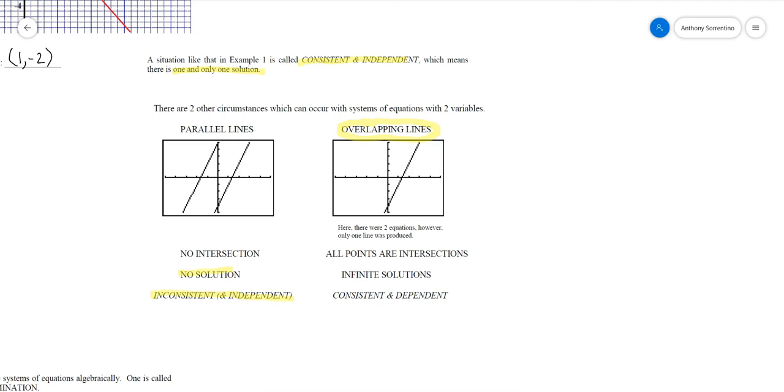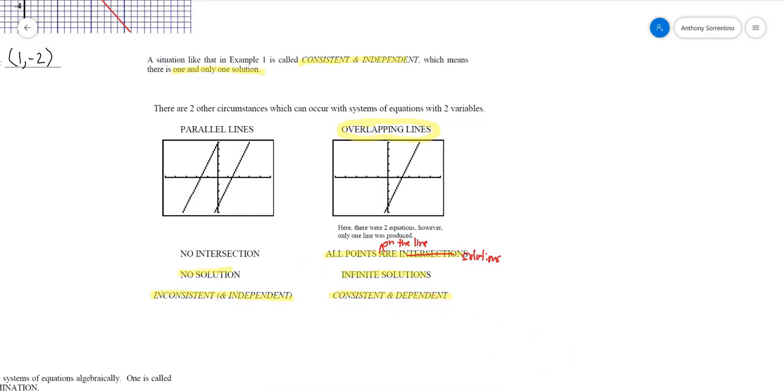But we can have that situation where all points on one line are intersections, so they're infinite solutions. We would say that's consistent and dependent. So basically the line itself is the solution because there's a bunch of ordered pairs that would make that work. It doesn't mean every ordered pair. All points, and I should say really here, emphasis on the line, are solutions. They're all intersections too, so there's infinite solutions.